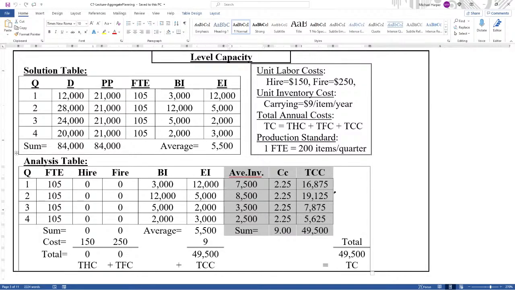So let's do it. So first of all, the average inventory. This average inventory is average inventory per quarter. Well, 3,000 plus 12,000 divided by 2 is 7,500. I do that for each quarter. My carrying cost here over the year is $9. But then if I divide that by 4 over each quarter, it's $2.25. So each one of those items costs $2.25 to carry throughout the quarter. So if I multiply those, I have my total carrying cost per quarter.